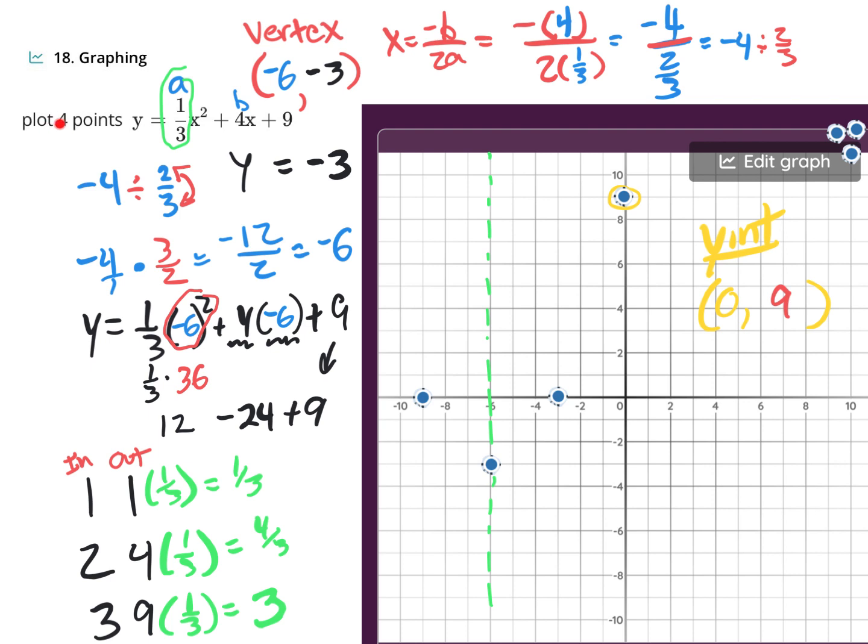And it asked us to plot 4 points. There it is, 1, 2, 3, 4. Of course, if you were doing this on paper, you would actually draw your parabola going through those points, going through that y-intercept value like that. Okay, I hope this helps.